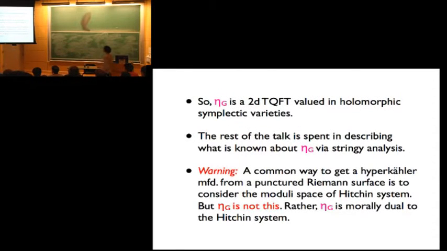So eta G is a 2D TQFT valued in holomorphic symplectic varieties. And the rest of the talk is spent describing what is known about eta G, which we learned by stringy or M-theory analysis.